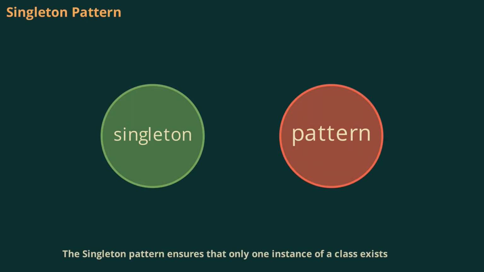The singleton pattern ensures that only one instance of a class exists. In Spring, the default singleton bean scope is a practical example of this pattern. Singleton is useful for shared resources and configuration objects, but should be used judiciously to avoid hidden dependencies.